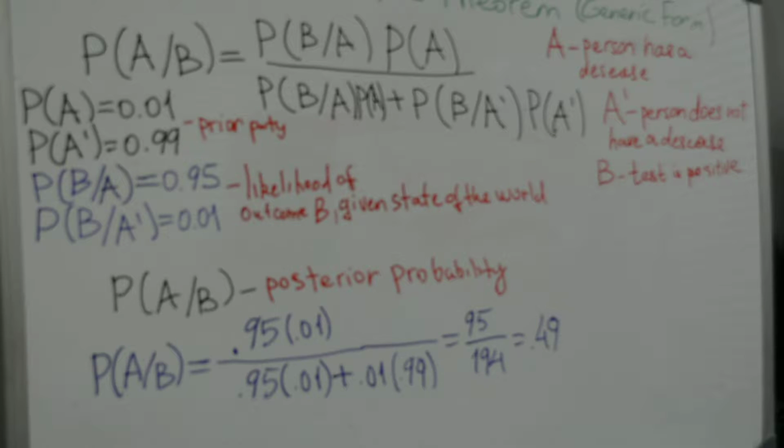So given this information and also our estimates of the prior probabilities, likelihood of outcome B given state of the world, we will update the conditional probability or posterior probability that person has a disease given test is positive.